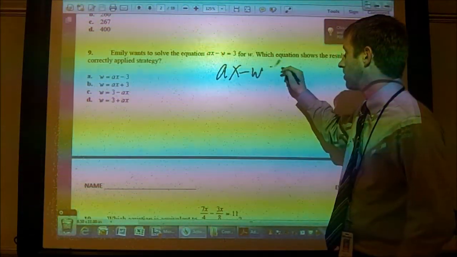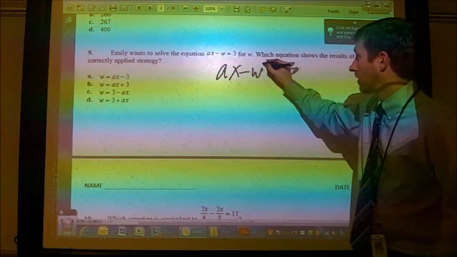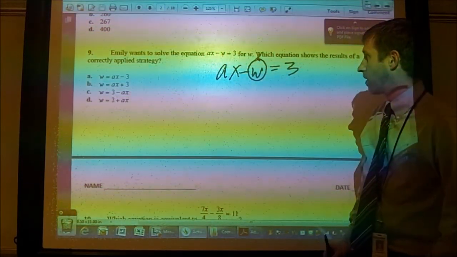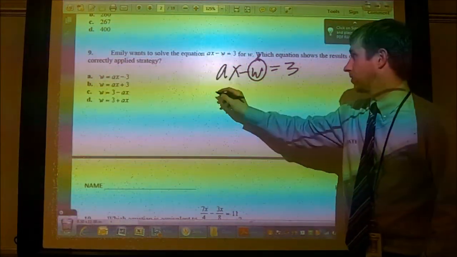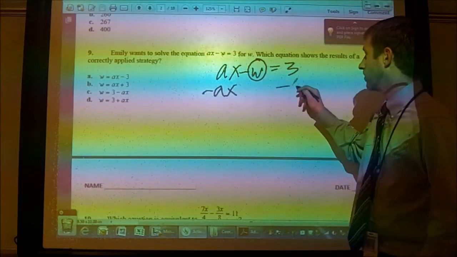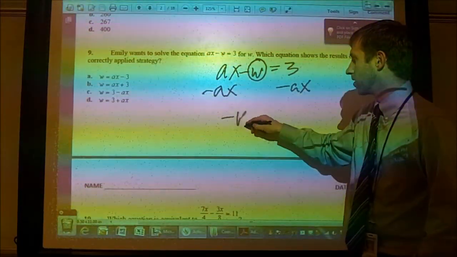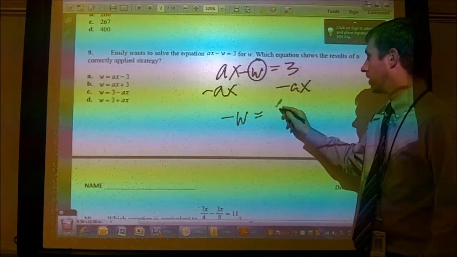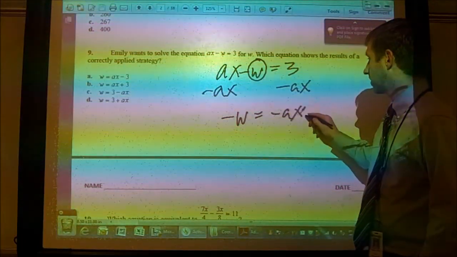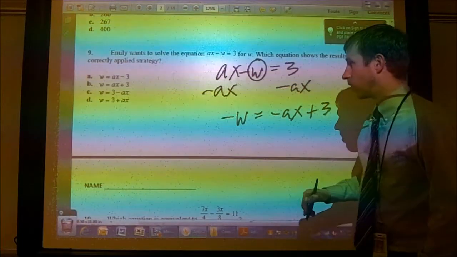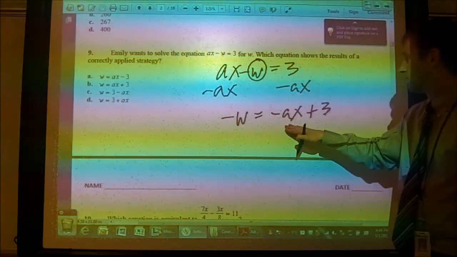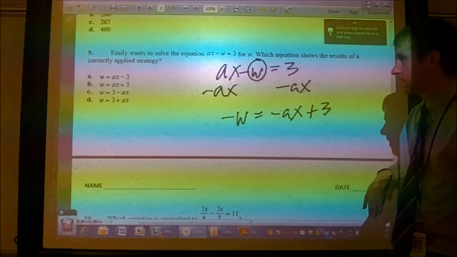AX minus W equals 3. I want to get the W by itself. So I'm going to start by getting rid of the AX. So I'm going to subtract AX from both sides. And I got negative W. Don't lose that part. Negative W equals negative AX plus 3, right? Or you could write 3 minus AX, right? That'd be fine.